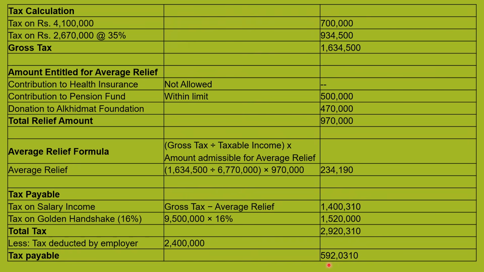Tax payable here: total tax is 29,20,310, out of which 24 lakh was already deducted by the employer. The remaining amount payable to the FBR is 5,92,310 rupees. This is the end of this question about tax on salary income.